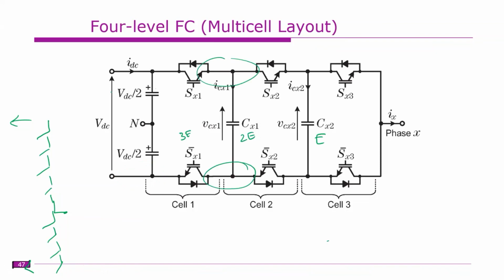And moreover, this DC link is common to all three phases, right? So when you talk about modularity, this diode clamped multi-level inverter is least modular, right? Whereas this flying capacitor multi-level inverter's modularity is medium. Whereas for the cascade H-bridge, the modularity is high. Its modularity is very high.